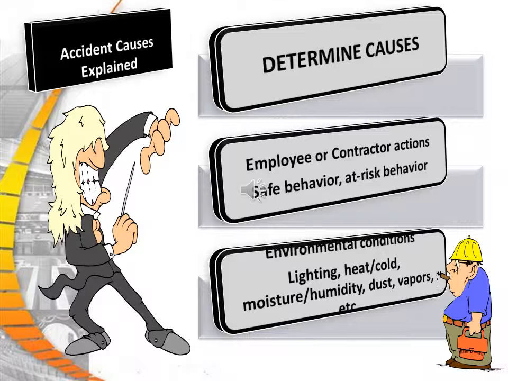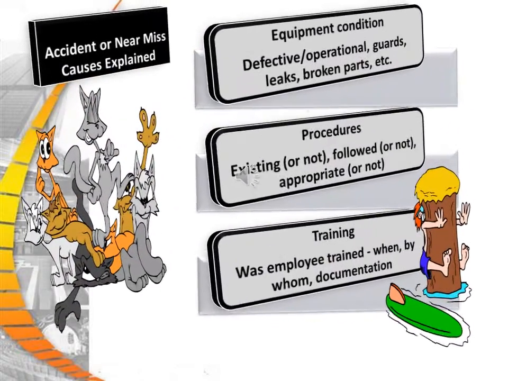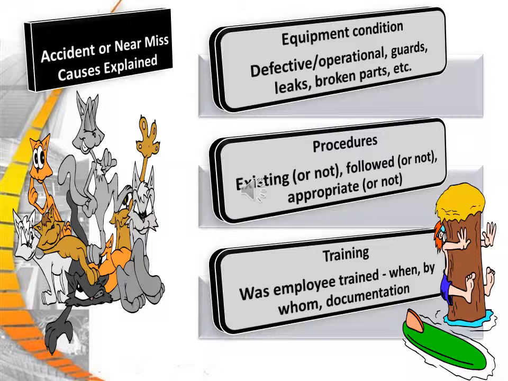Determining causes means looking at employee or contractor actions, looking at safe behavior versus at-risk behavior, environmental conditions such as light, heat, cold, moisture, humidity, dust, vapors, etc. Equipment condition, defective and operational guards, leaks, broken parts, procedures existing or not, followed or not, appropriate or not, training. Was the employee trained? When? By whom? What documentation do they have?